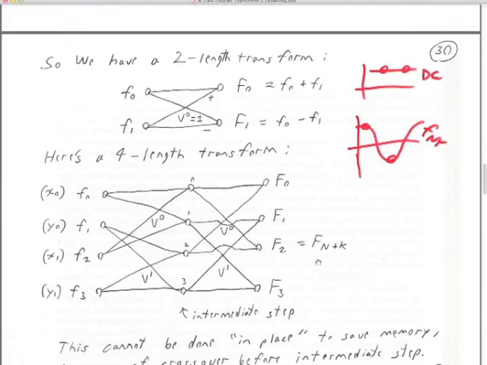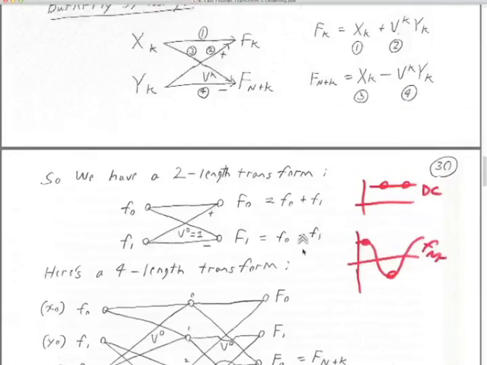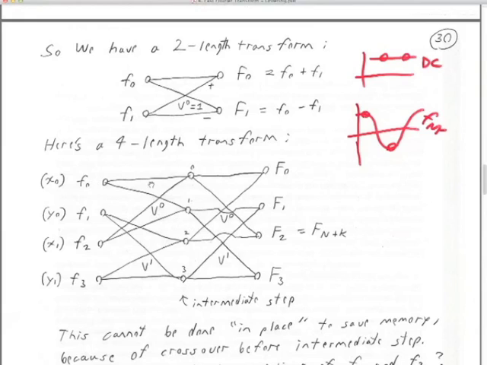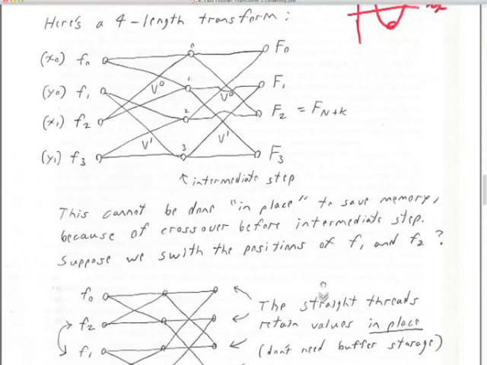Now here is a four-length transform. Working through all the doubling formulas, here's an even part, here's an even part, and they both contribute to this two-length transform. And here's an odd part, here's an odd part, and they both contribute to this two-length transform. And then it all contributes to this four-length transform.